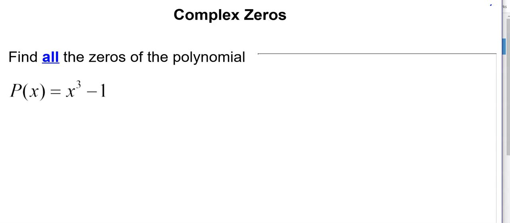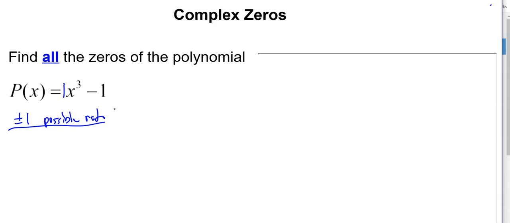Okay, so the first step to find all the zeros of a polynomial is to list out all the possibles. Since the last coefficient is -1 and the leading coefficient is 1, it's going to be 1 over 1. This is the list of possible rational solutions. It's just plus or minus 1.